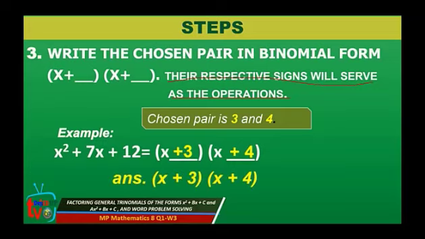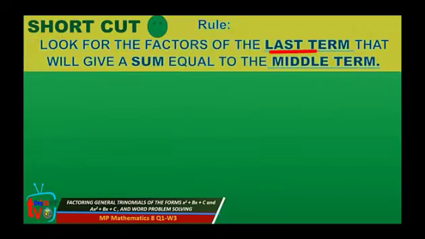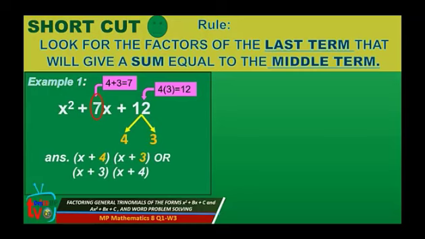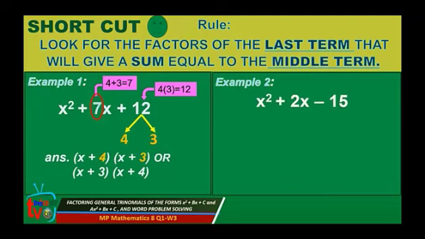If you like a shorter version, it can be done this way. Just look for the factors of the last term that will give a sum which is equal to the middle term. Consider the same example above, x squared plus 7x plus 12. What about the factors of x squared plus 2x minus 15? The same process. Look for the factors of negative 15 that will give a sum of 2.